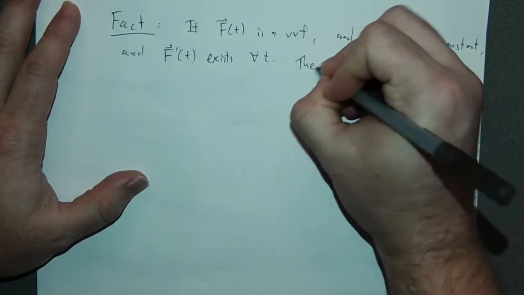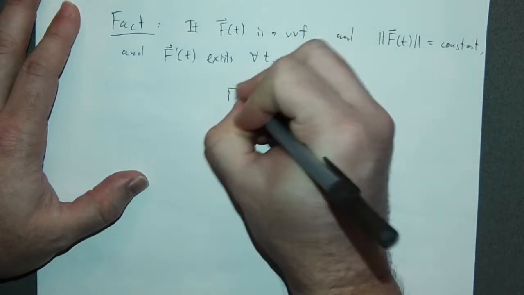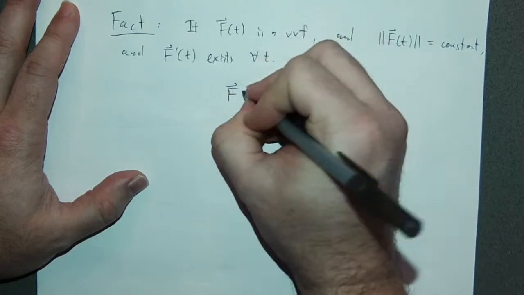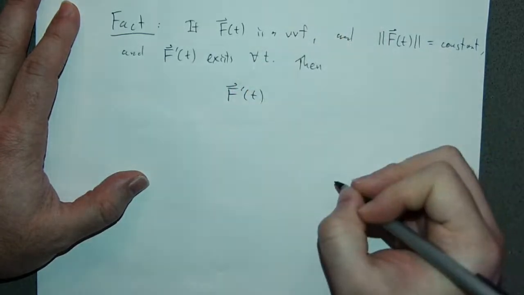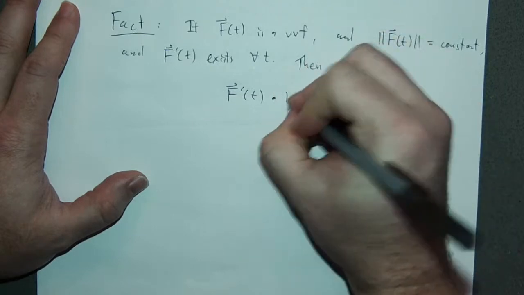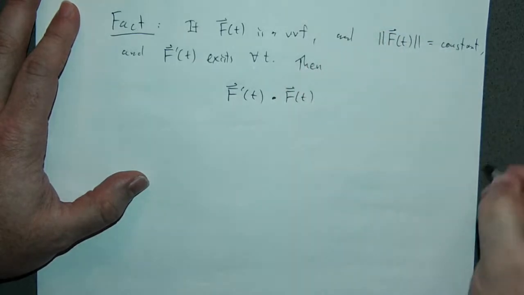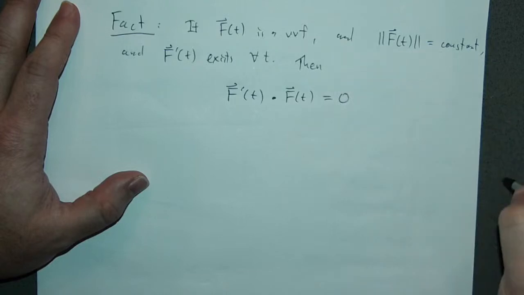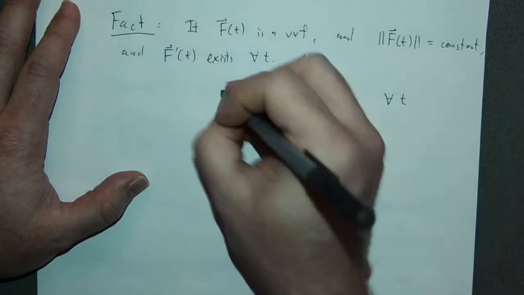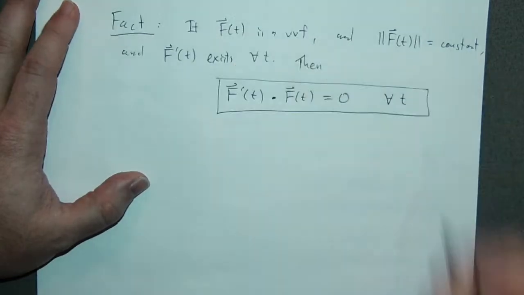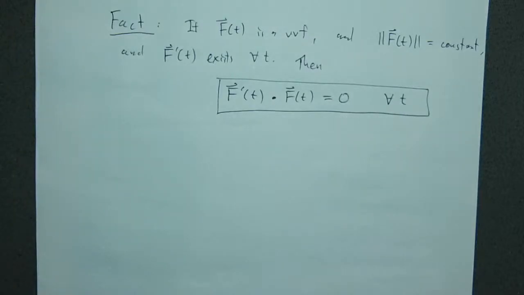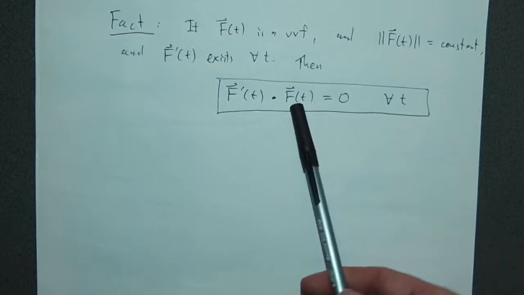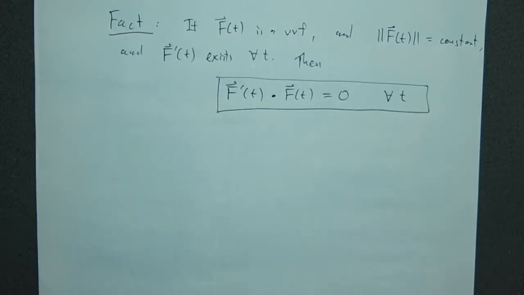Then what is true? Well, if I compute f prime of t, and I dot that with f of t, what I get is 0 for all t. What does that mean? Well, when you dot two vectors together and you get 0, that means the vectors in question are perpendicular. So what it means is that f and f prime are perpendicular.